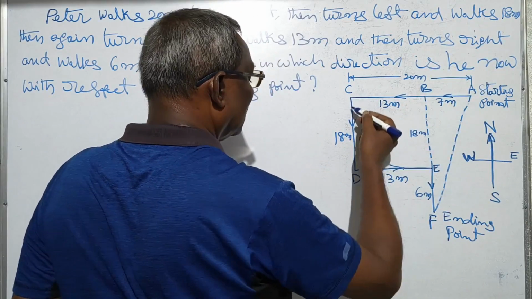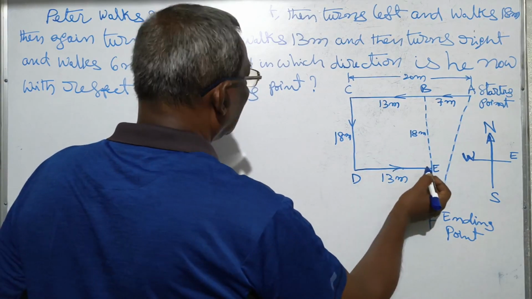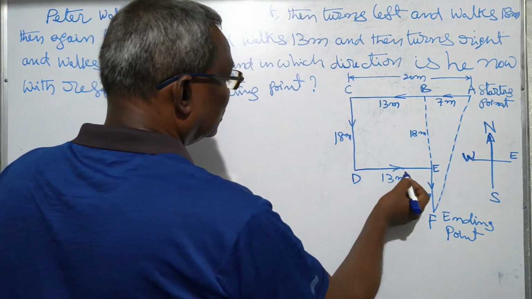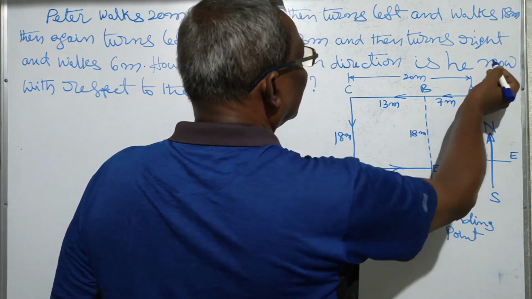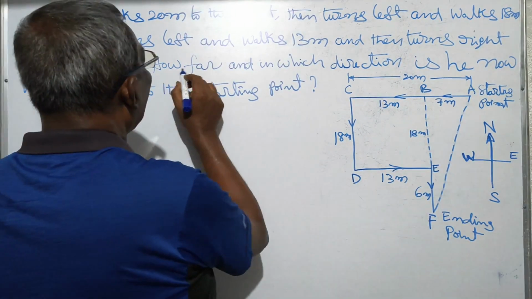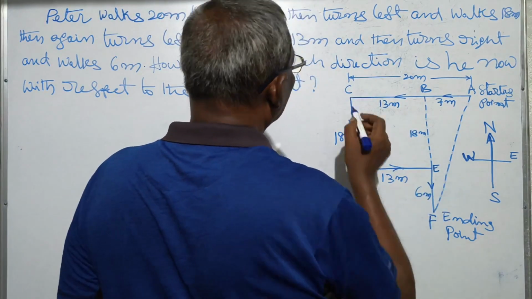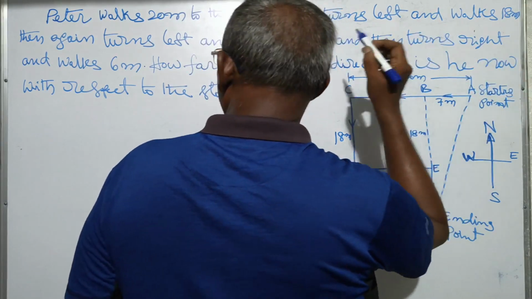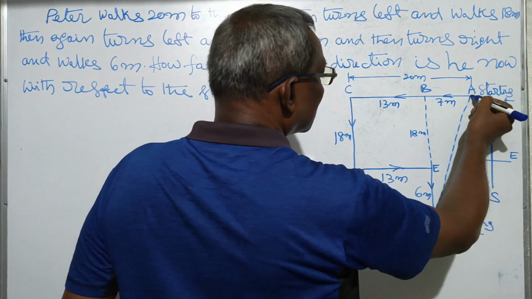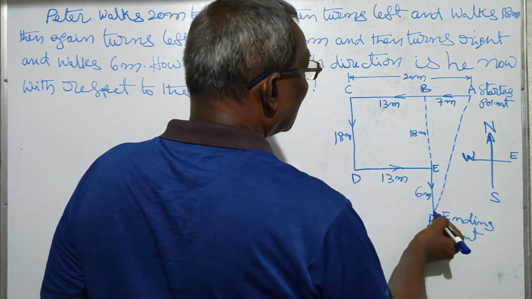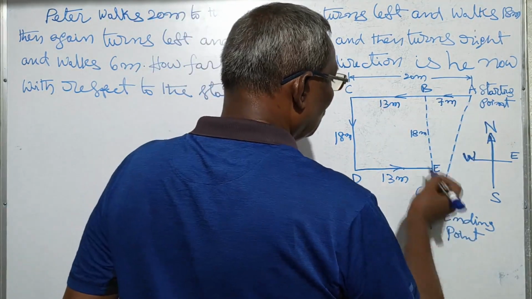Walks 18 meters. Then again turns left, 13 meters. And then turns right and walks 6 meters. How far and in which direction is he now with respect to the starting point?